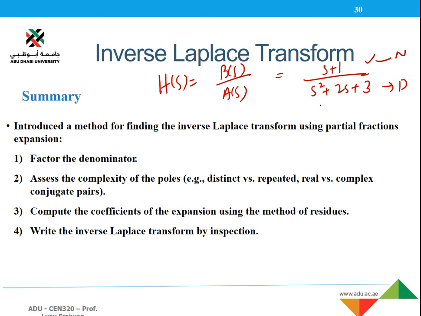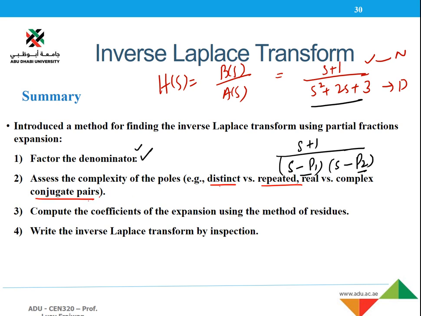The first step is to do the factorization of the denominator. The purpose of factorization is so you can write it in linear form. Like this one, a quadratic equation, we can get the two poles, two solutions for this, and we can write them in this form. So do the factorization of the denominator and then check the nature of the poles. Poles could be distinct, repeated, or complex conjugate.